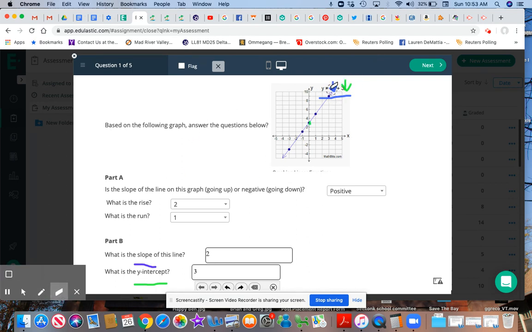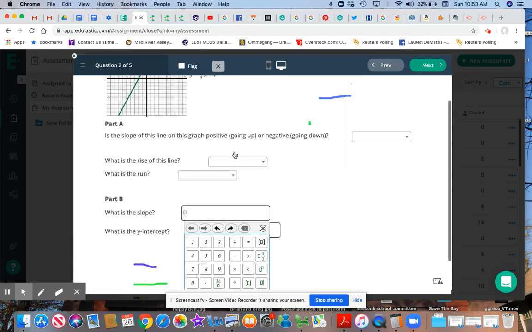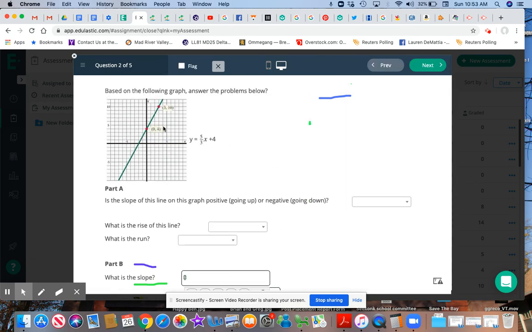But let's erase this here. y equals 2x plus 3. So we know that the slope is 2 and the y-intercept is 3. All right. And that is how you solve the first problem. Let's go to the second problem. So the second one is a little bit trickier. The equation is y equals 5 over 3x plus 4.